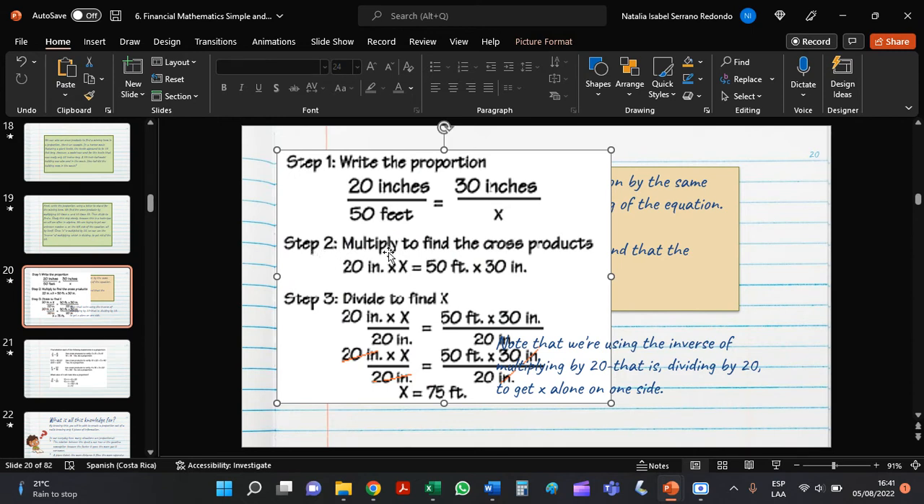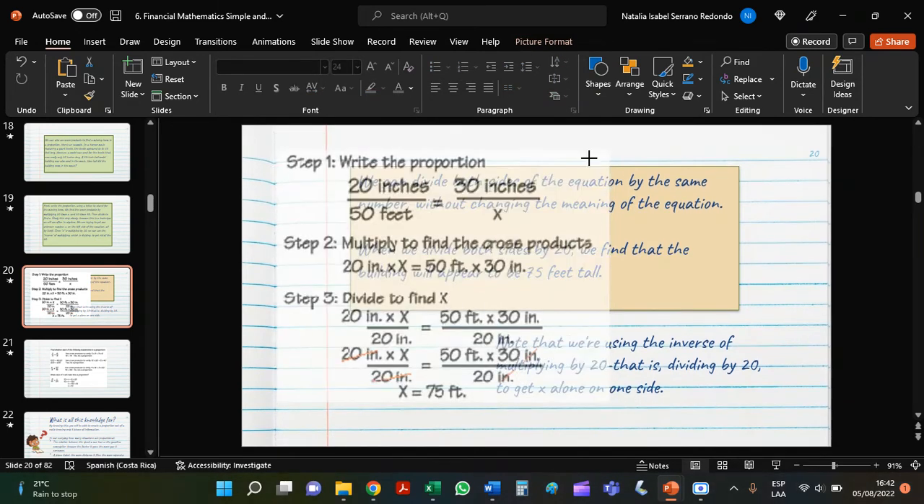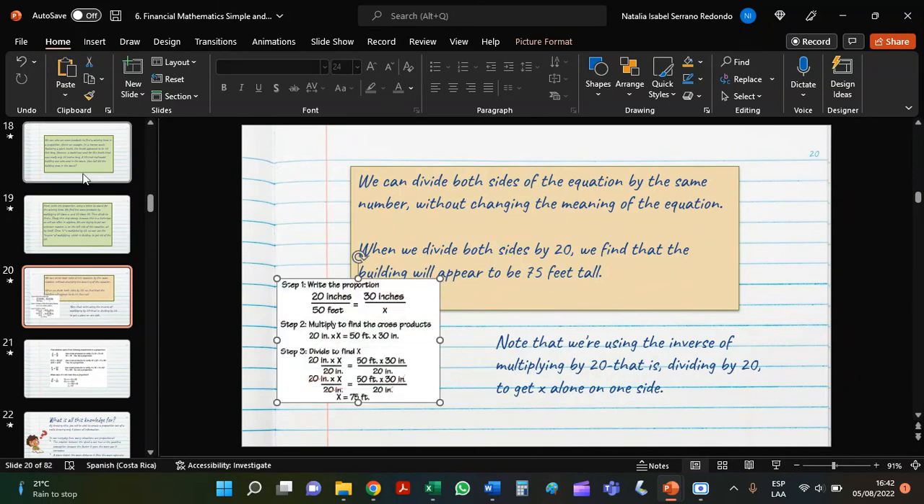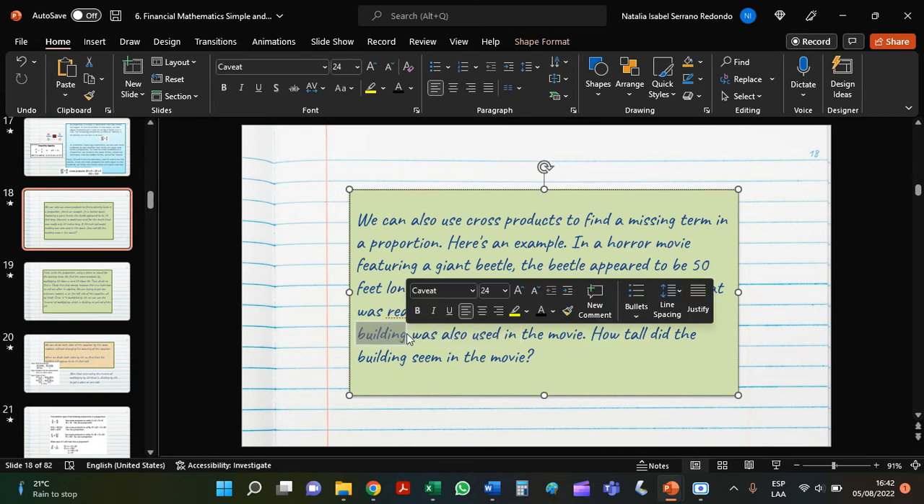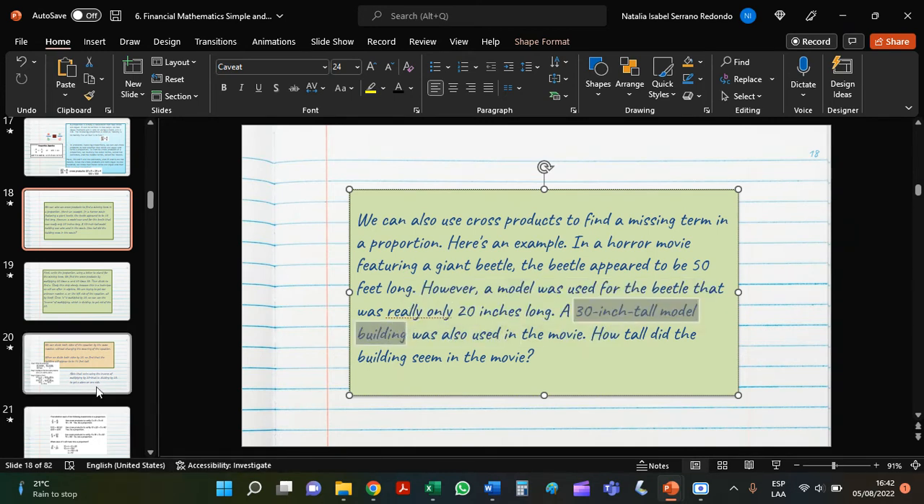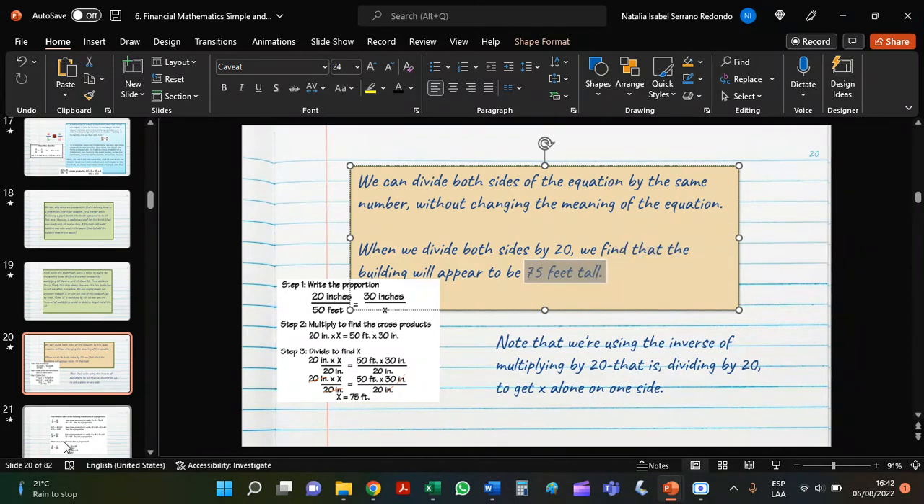Step 2. Multiply and find the cross products. 30 times 50 divided by 20. Okay. 30 times 50 divided by 20 will give you 75 feet, which means a 30-inch tall model building will look like a 75 feet tall building.